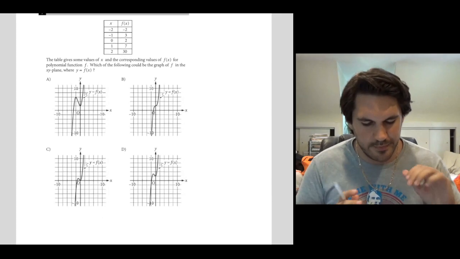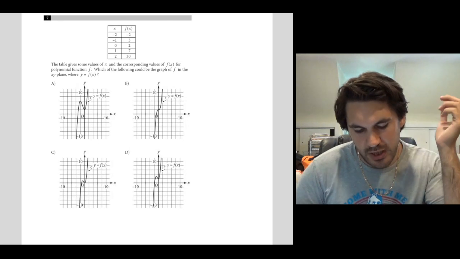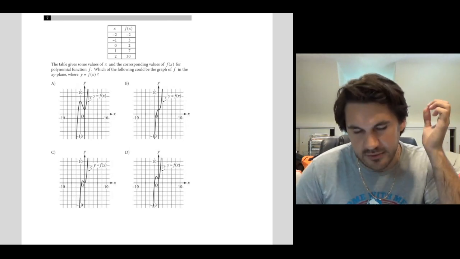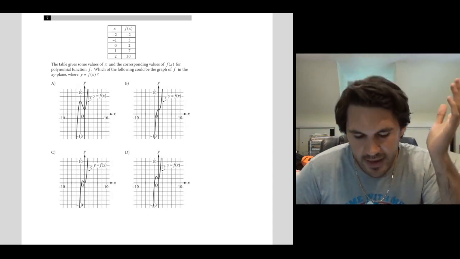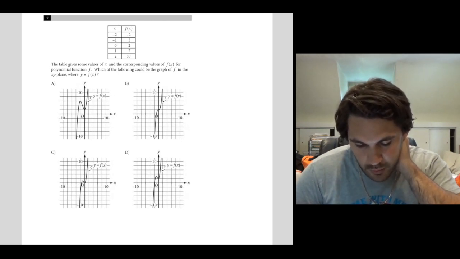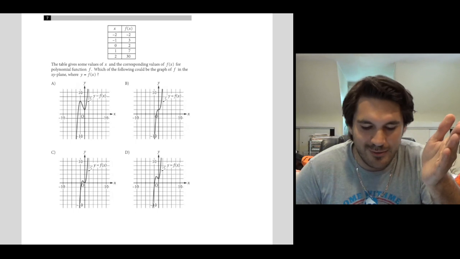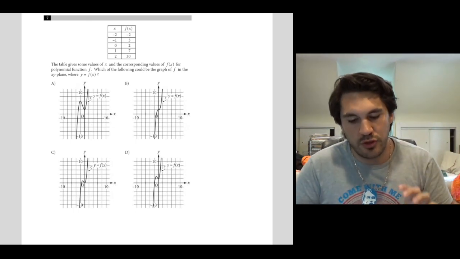Number 7. Okay, so we have a nice little table here. The table gives us some values of x and the corresponding values of f of x. Remember, f of x just means the value of y for some value of x, of the polynomial function f. Which of the following could be the graph of f in the xy plane where y equals f of x? So we need to match up the table to the graphs.